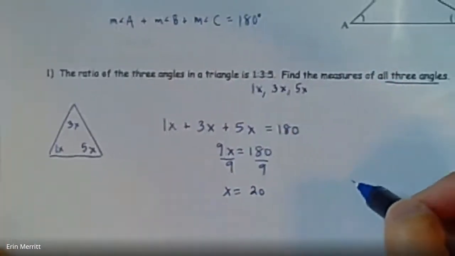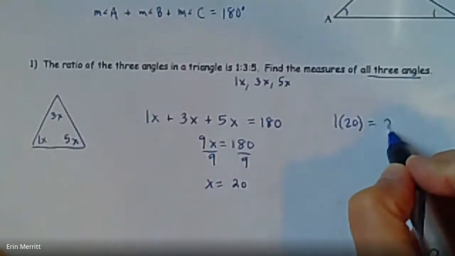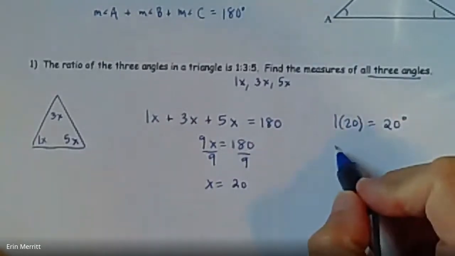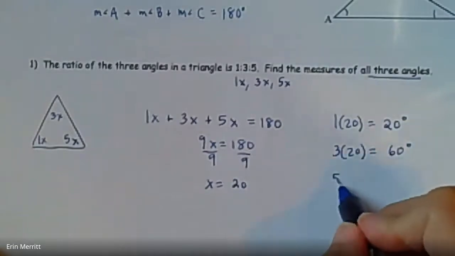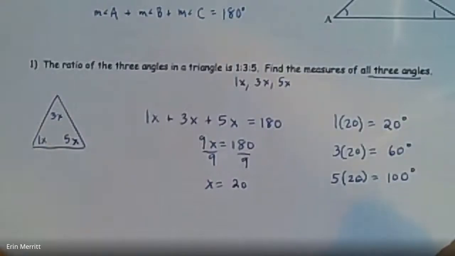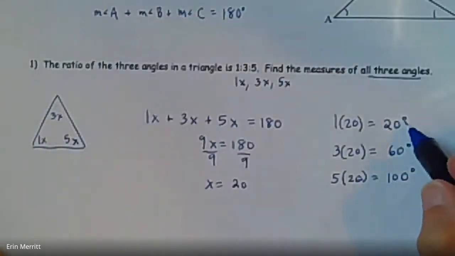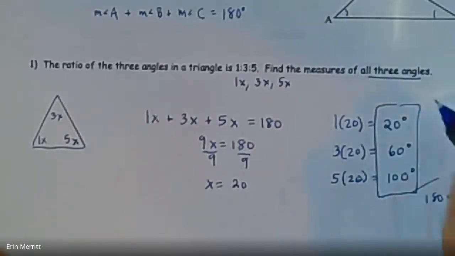Find the measure of all three angles. So for all three angles, the smallest is 20. The middle one would be 60. All right, and then the largest angle comes out as 100. And if we double check, 20 and 60 is 80, plus 100 would give us 180 right there, and we're good to go. All right.